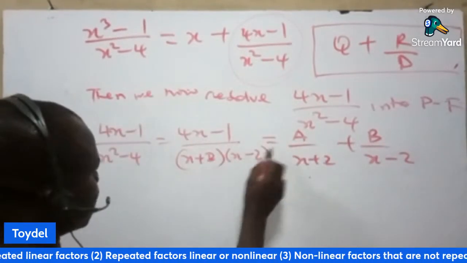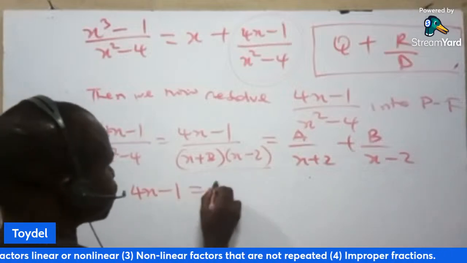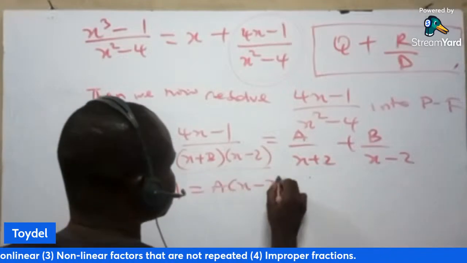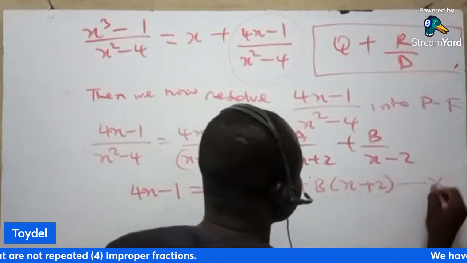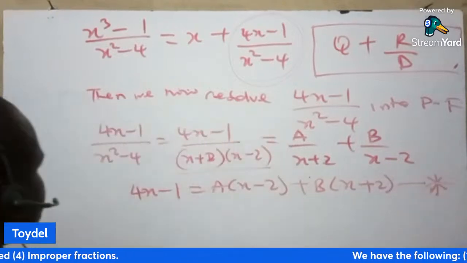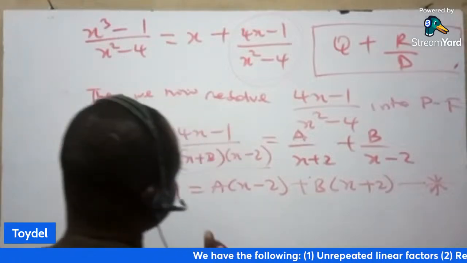If I multiply through by x plus 2, x minus 2, I'm going to have 4x minus 1 to be equal to A into bracket x minus 2 plus B into bracket x plus 2. So this is what we have. From there now, I will go ahead and use the cover-up method.